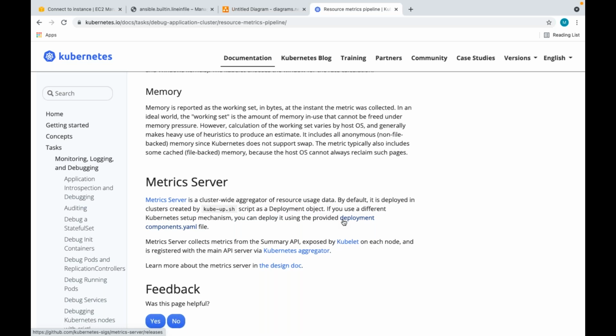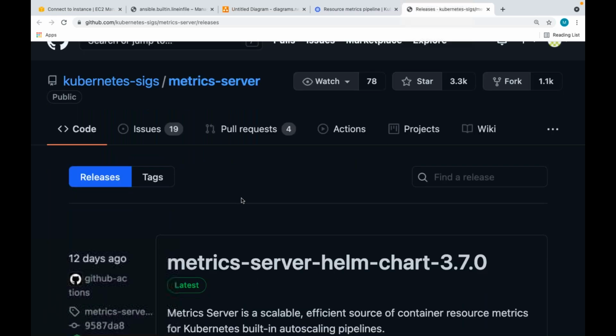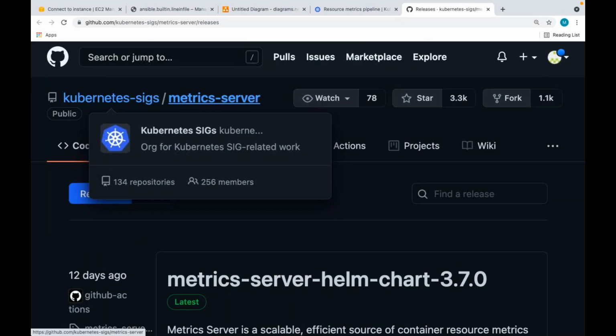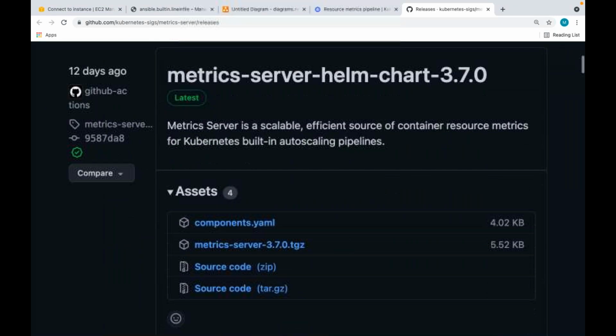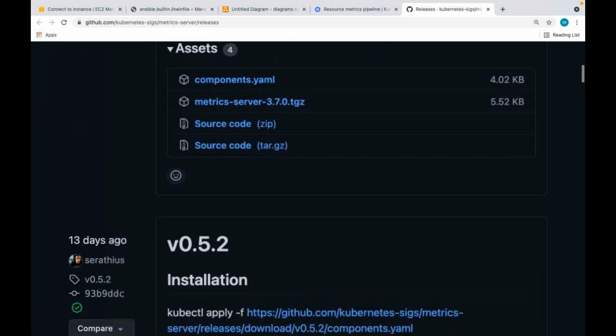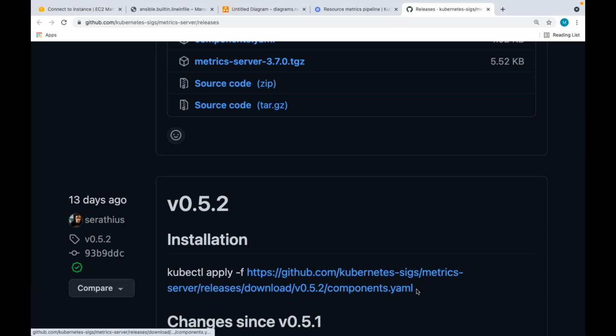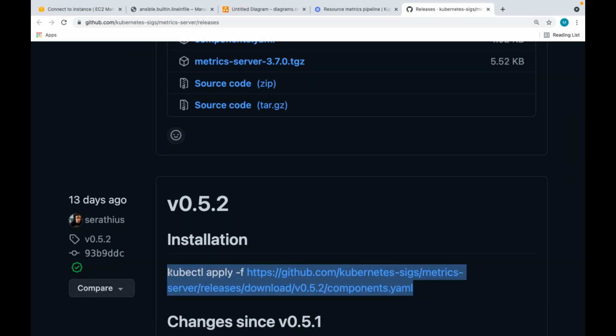In EKS also, you will not have this metric server by default. You need to deploy based on your requirement. So now, this metric server, I can deploy using this deployment file. They have given one GitHub, Kubernetes official website, right? So I can deploy using that YML file. I can execute some command like this.